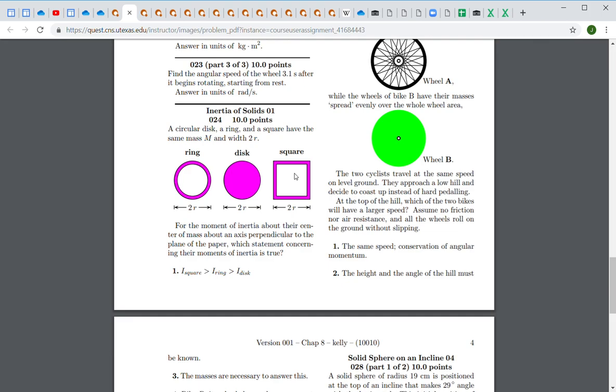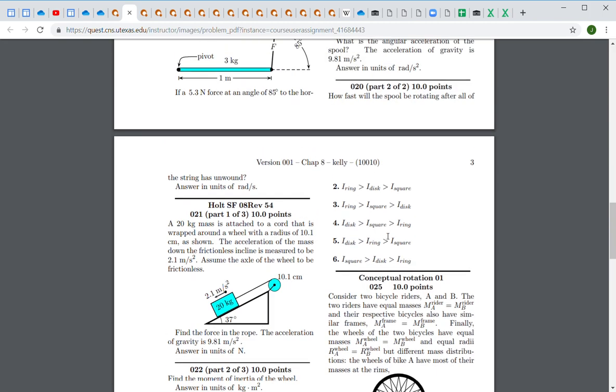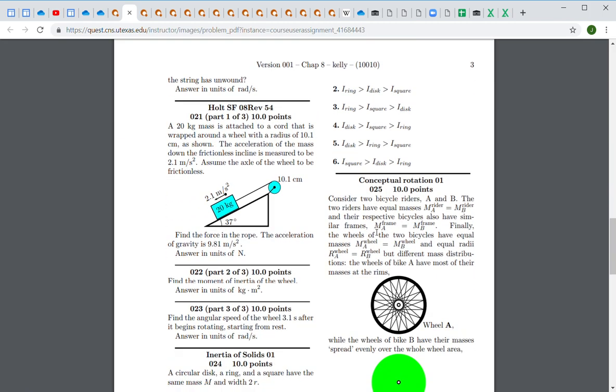Furthermore, the square has a bigger moment of inertia than the ring, because to make the square out of the ring, you'd have to take some of those bits of mass and push them even farther into the corners. And so the square's moment of inertia would be the biggest, then the ring, then the disc. And I'm seeing my answer number 1, coincidentally, is the correct answer in my version. There's other options up here, but for me, the first answer looked correct.